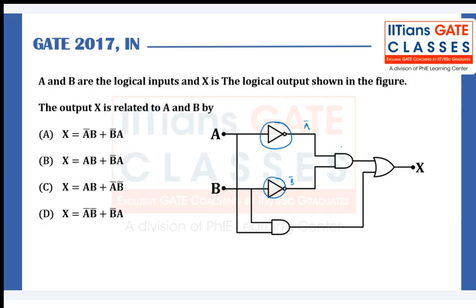Okay. This is your AND gate. Just now we have seen. So this will be A bar dot B bar. A will come from here, B will come from here. So this will be a simple AND gate. This will be A dot B. This is your simple OR gate. So this will be going to add. So A bar dot B bar plus AB. This is the option, right? AB plus A bar B bar.